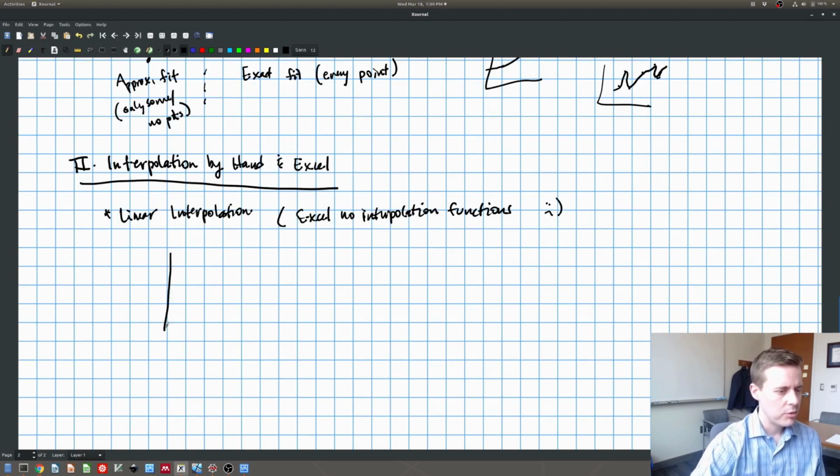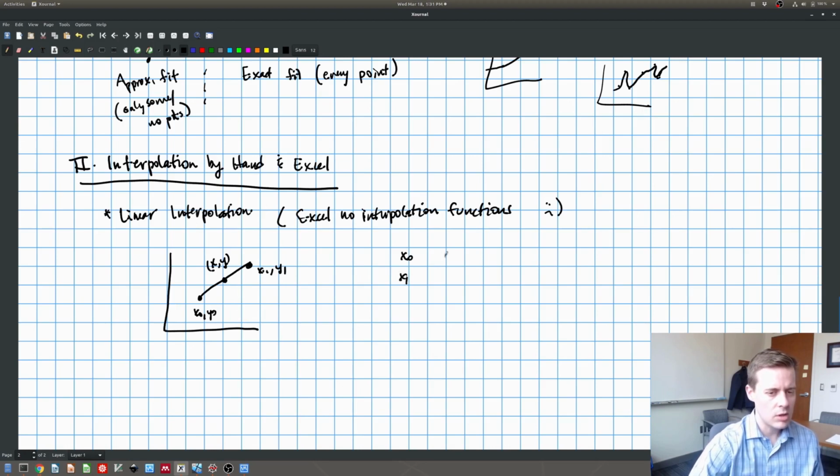So think about this. I've got two data points here, x0, y0 and x1, y1, and I want to have a linear interpolation between those two points. So I'm going to suppose this is my other point here, x, y, that I want to interpolate at. Usually you're given x0, x1, you're given y0, y1, and you're told x, and you want to find y. So how do you do this?